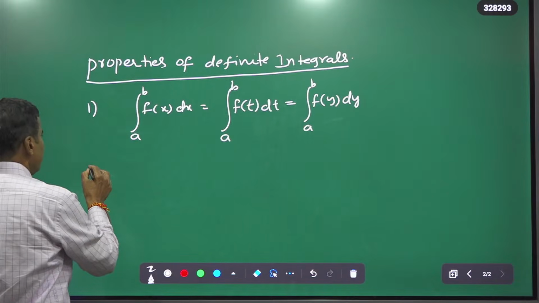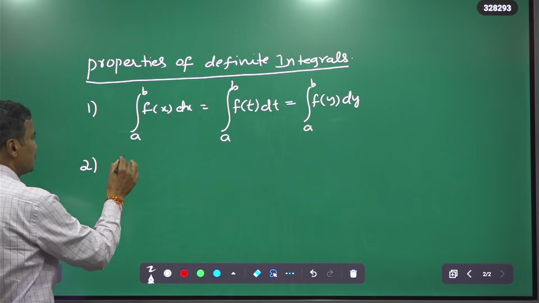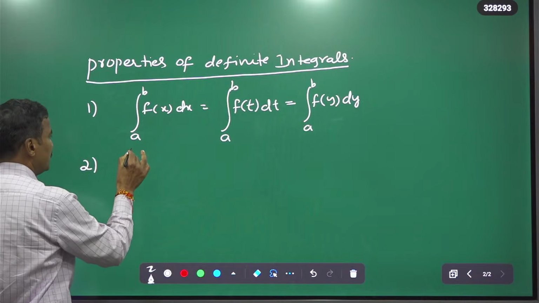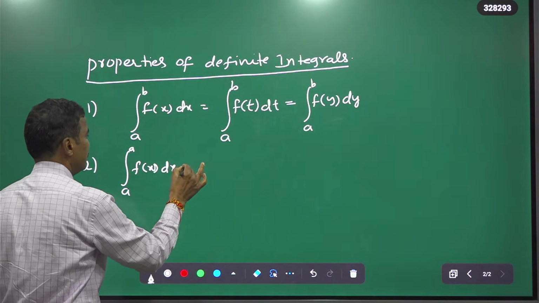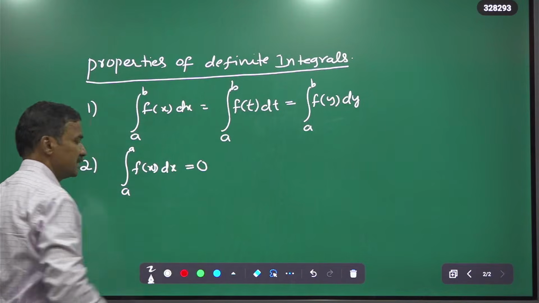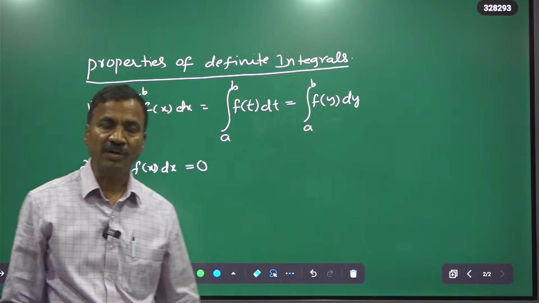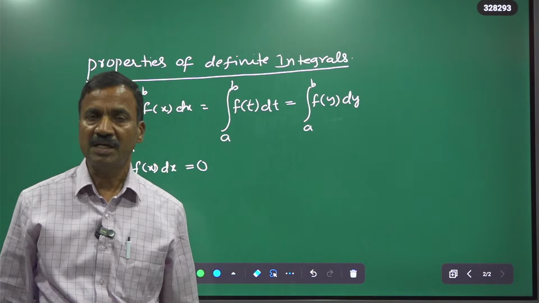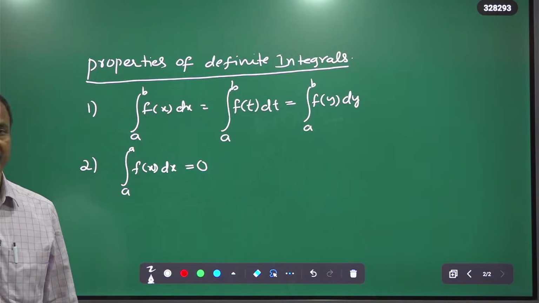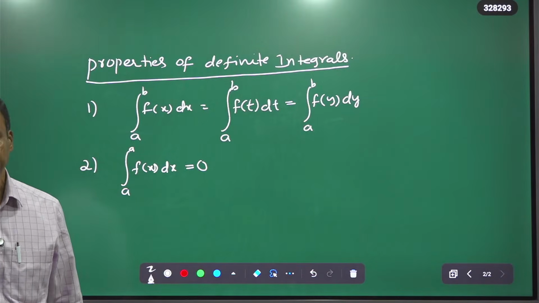Now, if the limits are equal, suppose the integral from a to a of f of x dx, it is equal to how much? 0. That is, if the upper limit and lower limit are equal, then its integral value is equal to 0, because here F of a minus F of a will be equal to 0.